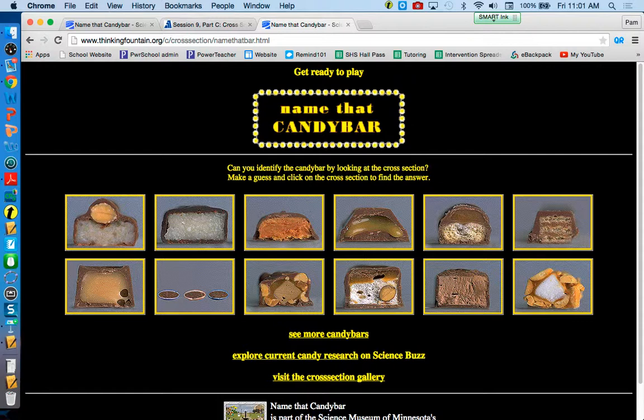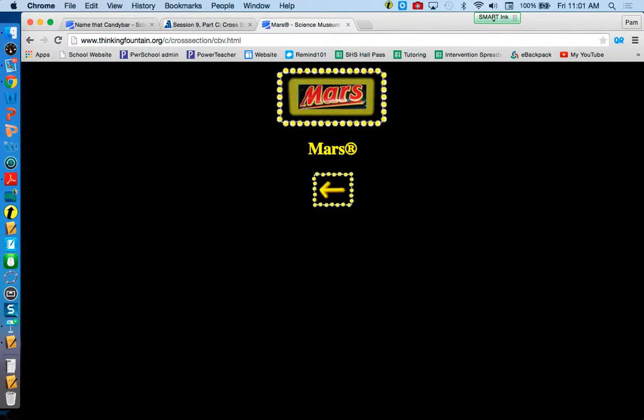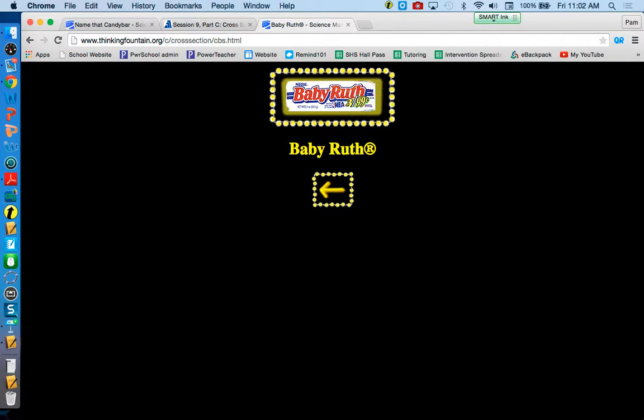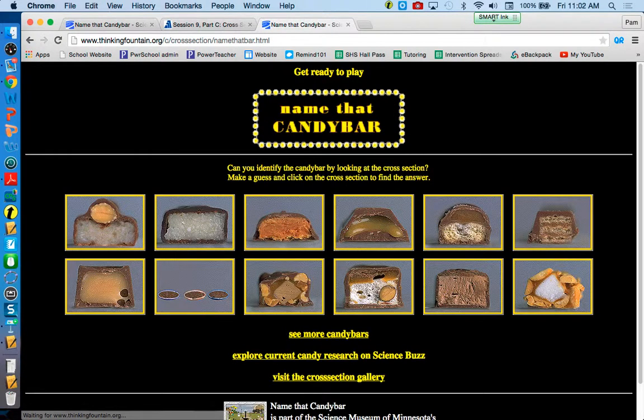How about this one? Coconuts. It does kind of look light. Coconut? I don't think it's a Snickers. Mars. Never eaten a Mars. Actually, I don't think that's Snickers with that thing in the middle. I don't think Snickers has a chewy nugget or something in the middle. Baby Ruth has more of a solid in the middle.